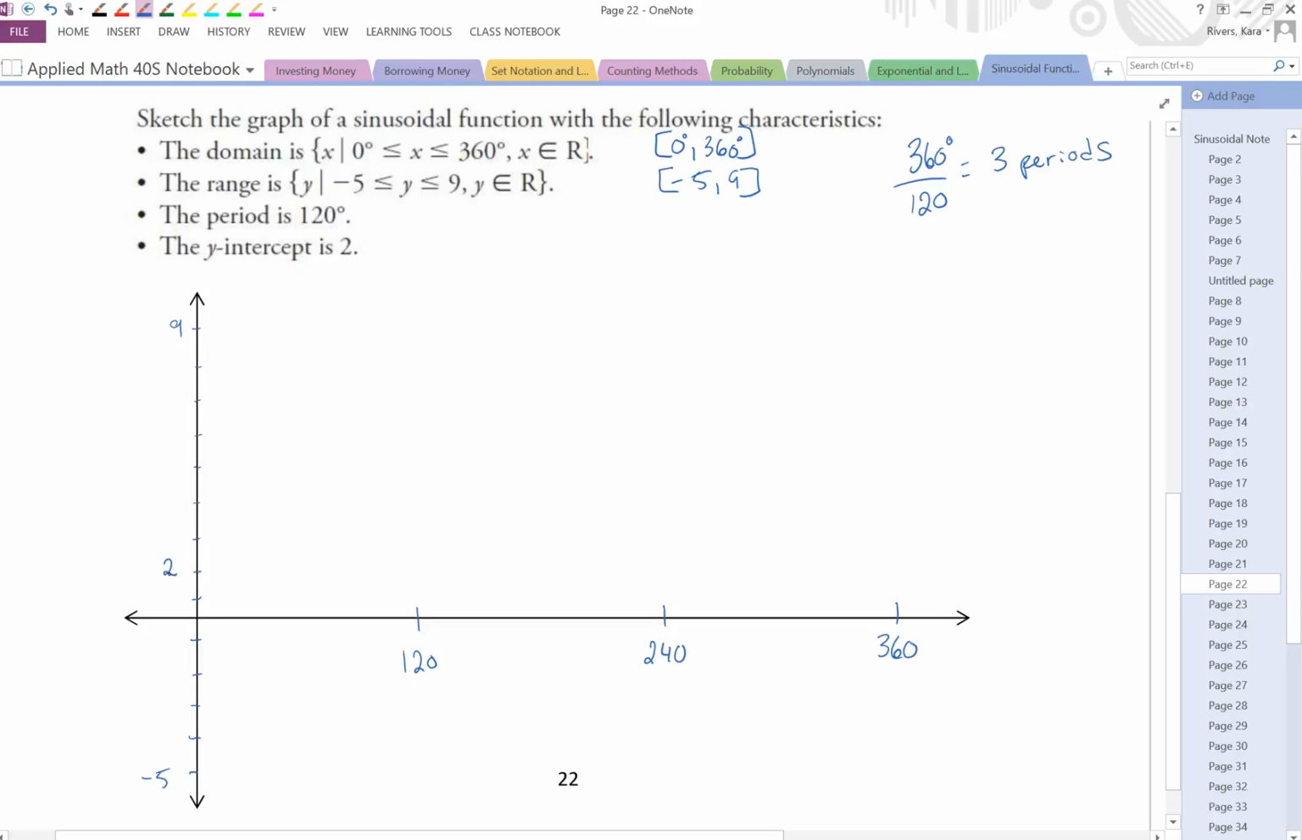We can also figure out our median using our range. Our median line, y equals, we're going to add 9 plus -5, all divided by 2, and that gives us a median line at y equals 2. So let's draw that in.